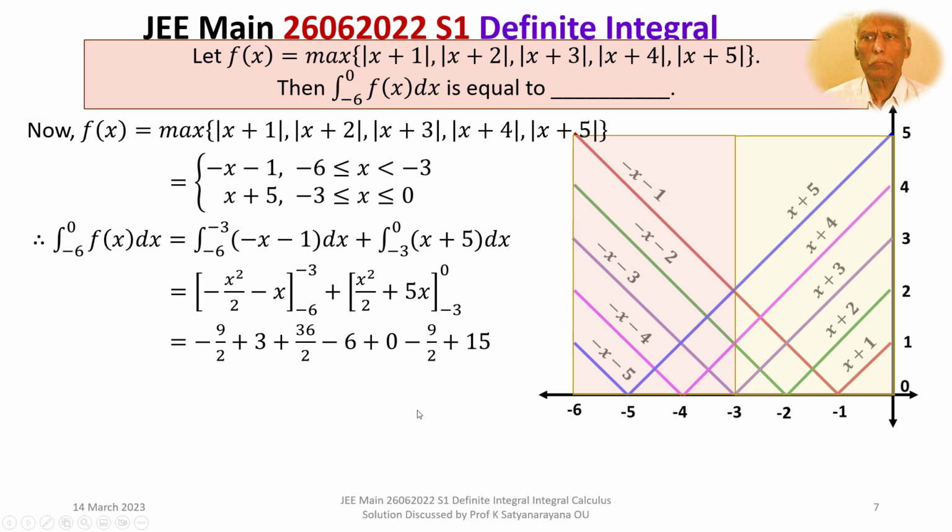Now, simplification. After simplification, we find it is 21. Therefore, that is the answer to this question: the integral from minus 6 to 0 of f of x dx is 21, where f of x is the maximum of these functions in the interval minus 6 to 0. So that is the detailed discussion of the solution of the problem on the definite integral from integral calculus.